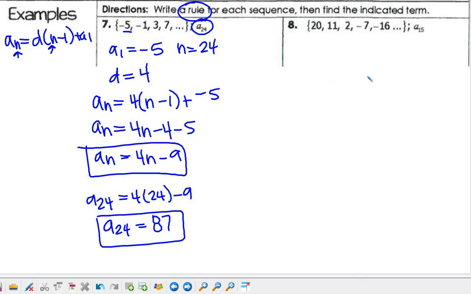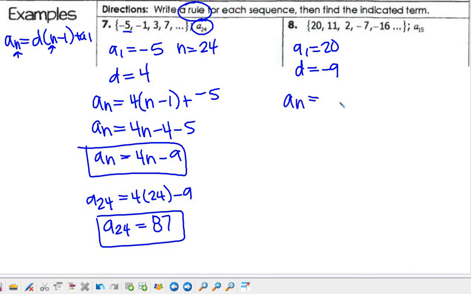Okay, so same scenario for number 8. A sub 1 is the first term, 20. We know our a sub n. We'll get to that when we find our term. The other thing we need to write our rule is our common difference. So what is the common difference? Minus 9, a negative 9, adding a negative 9, right?